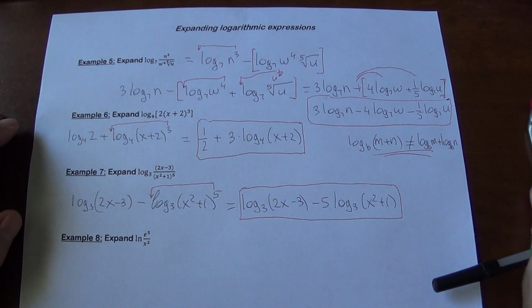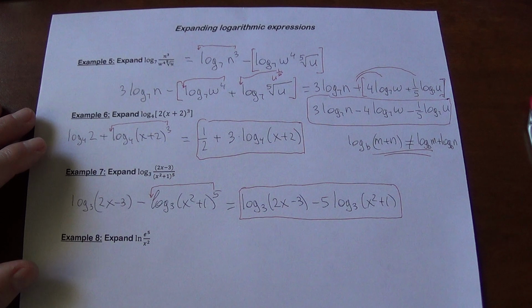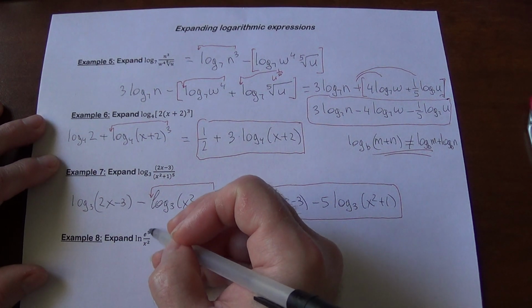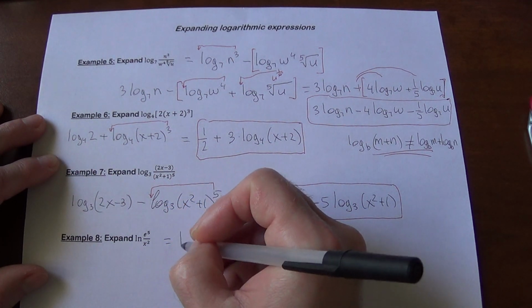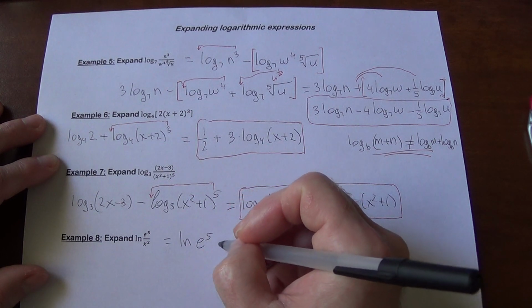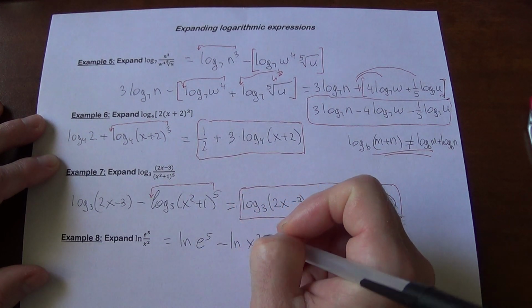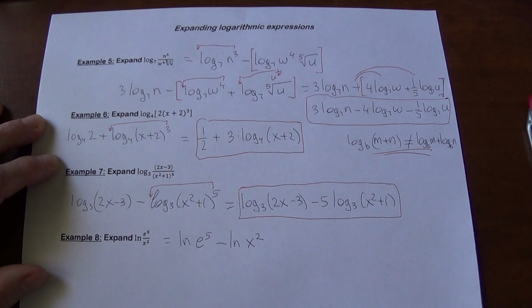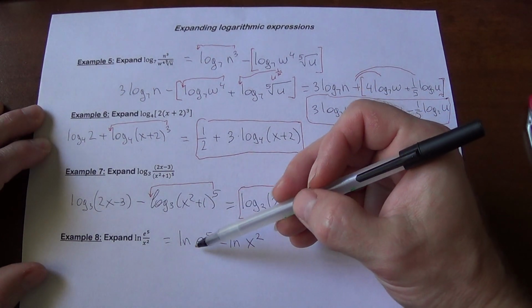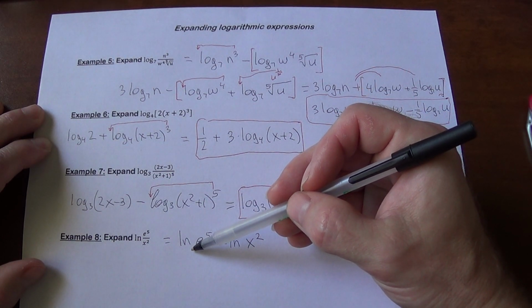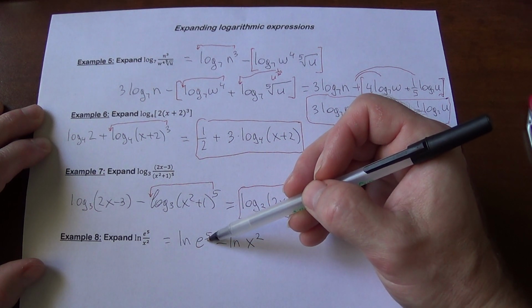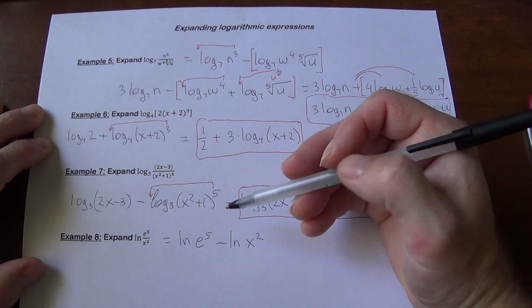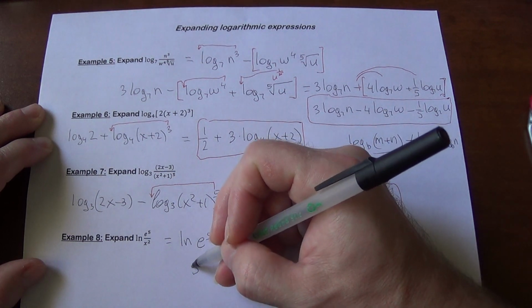This last example, this has ln. This is when the base is e. It may matter in a way. We'll see. The first thing we're going to do is realize that there's a quotient here. So we're going to write that as ln e to the fifth minus ln x squared. So what's ln e to the fifth? That's the question. When you raise e to what power, you're going to get e to the fifth. That would be 5. That should be pretty obvious. So this here gives you 5.